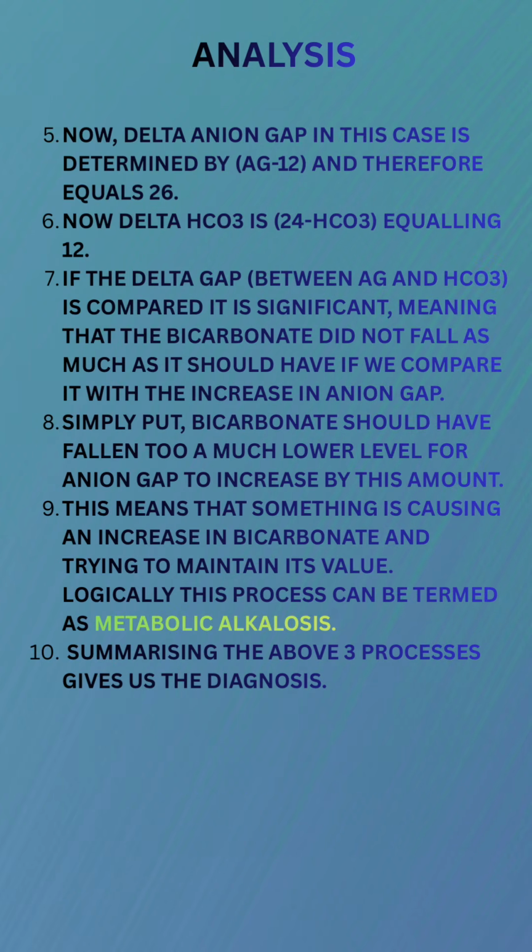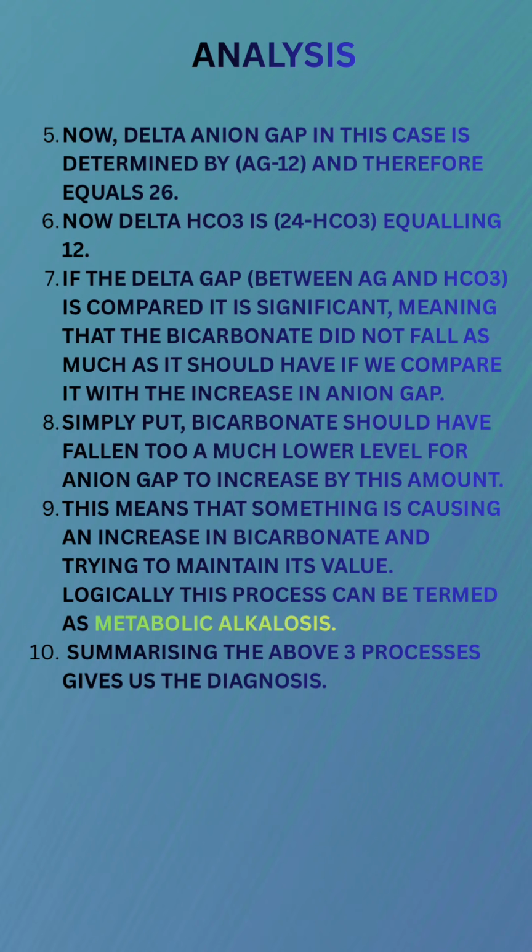Now the delta anion gap in this case equals 26 and the delta bicarbonate equals 12 based on the formula. Now the delta gap, that is the difference between these two values, is significant, meaning that the bicarbonate did not fall as much as it should have. Basically, for the anion gap to be this high, the bicarbonate should have been too low, which is not the case. So this means that something is pumping bicarbonate into the blood to maintain its value, and logically this process can be termed as metabolic alkalosis. So summarizing the above three processes will give us the diagnosis.